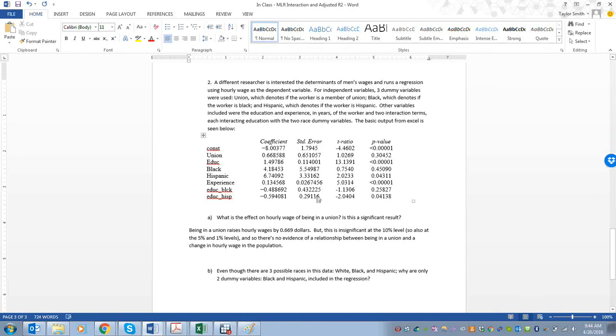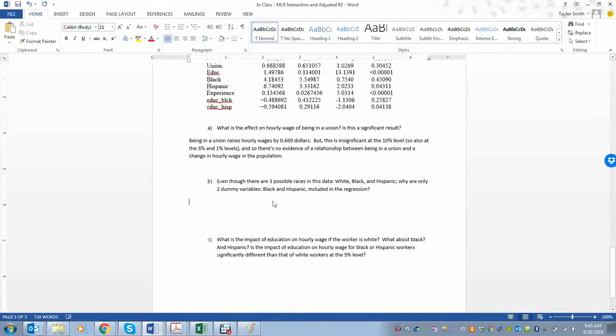Okay, 2, even though there are 3 races in this data, white, black, and Hispanic, why are only 2 dummy variables, black and Hispanic, included in the regression? There's a lot of ways to answer this. First, if you remember, when we were first talking about dummy variables, we talked about the idea that if you have 3 dummy variables, for those of you working on the project, you see this. When you have multiple dummy variables, you always have to leave out one.